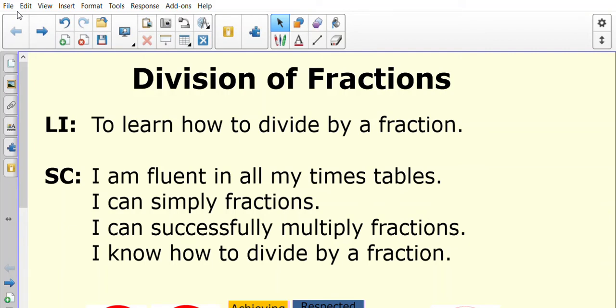This video is to show you how to do division of fractions. So hopefully by the end of this video you'll feel that you are fluent in all your times tables, you can simplify fractions, you can successfully multiply fractions, and ultimately you know then how to divide by a fraction.